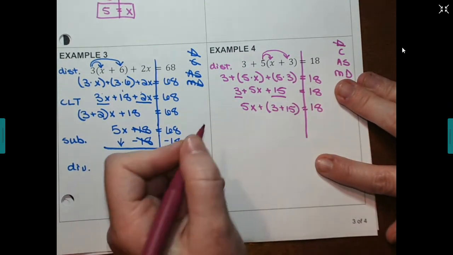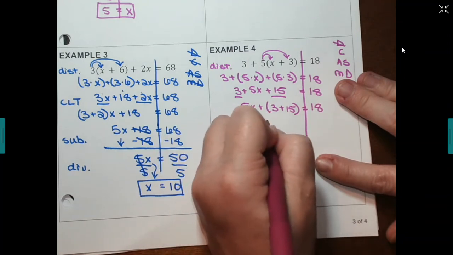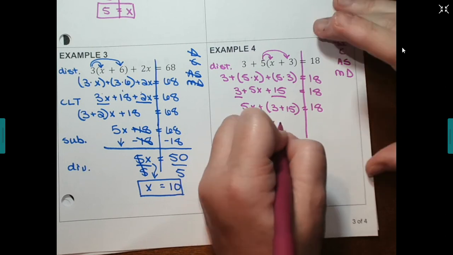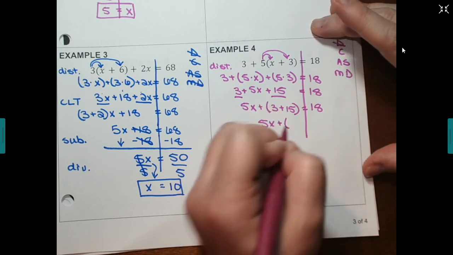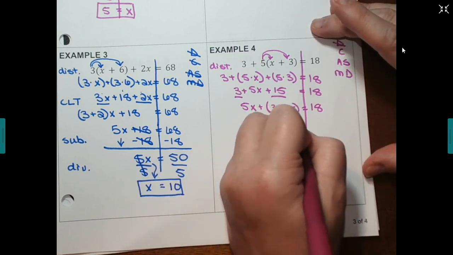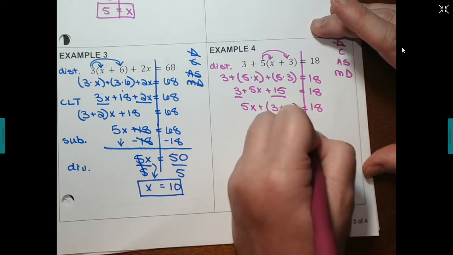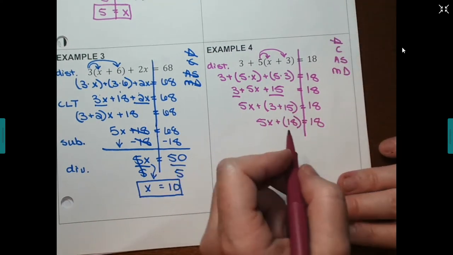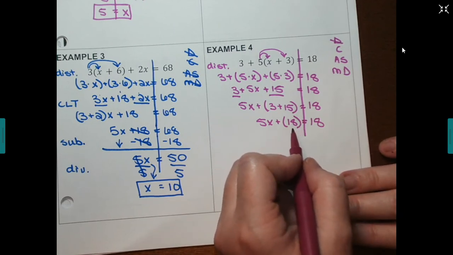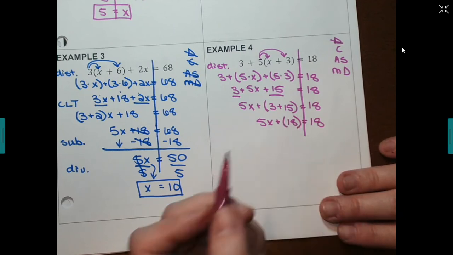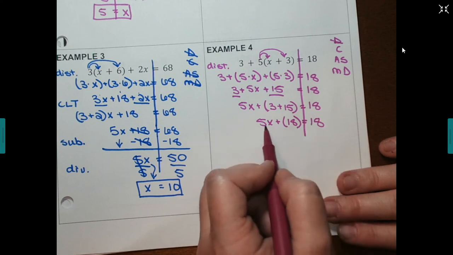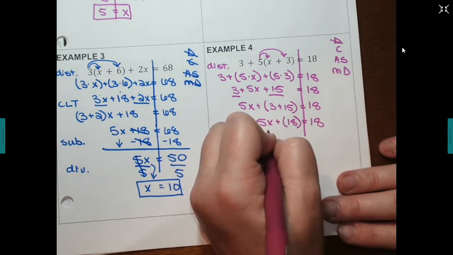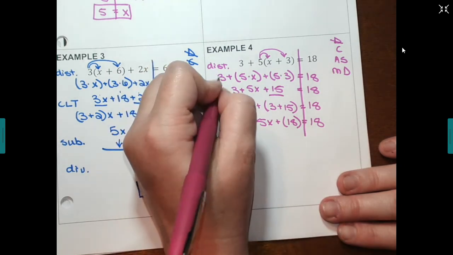And that equals 18. 5x plus 3 plus 15 is 18. Great moment for Desmos if you didn't know it. Okay, so now we have 5x plus 18. These parentheses, nothing's really going on inside of them, so we can just say 5x plus 18 equals 18. And that was combining like terms.